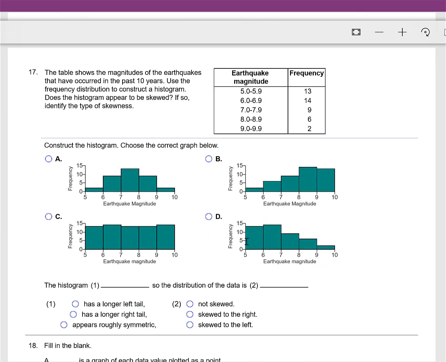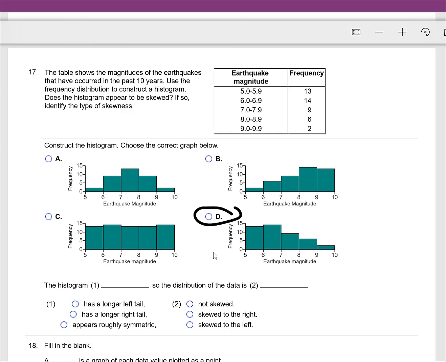The table shows the magnitudes of earthquakes that have occurred in the last 10 years. Use the frequency distribution to construct a histogram. Does it appear to be skewed? If so, identify the type of skewness. So we've got a 13 and then a 14. Let's take a look at our graphs here. This one looks like it might be good, 13 and a 14. But then it's keeping the frequencies pretty high, and I see that's not true in the frequency distribution. So this is going to be D.